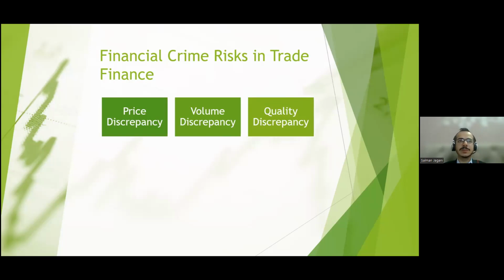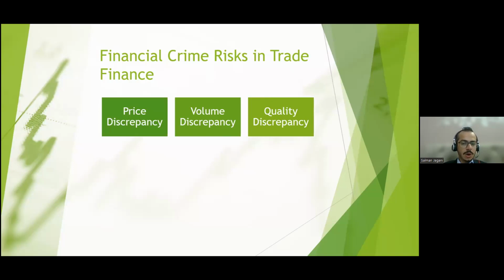For example, if you are buying oil, oil prices are easily mentioned on the internet, and they are easily available from every source. So for instance, if you're buying oil for $10, but you know that in the market it is going for $40, obviously this is a red flag, or there's a financial crime, and you get to know that something wrong is happening. Then you have volume discrepancy. Volume discrepancy is basically the same as what I said, the misrepresentation of quantity of goods, which is over and under shipment.